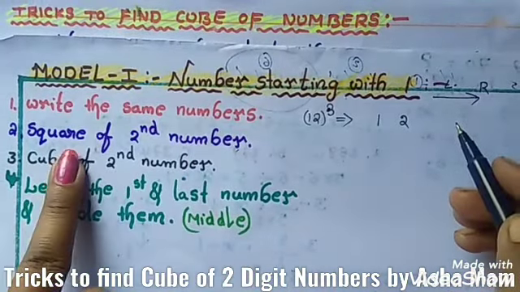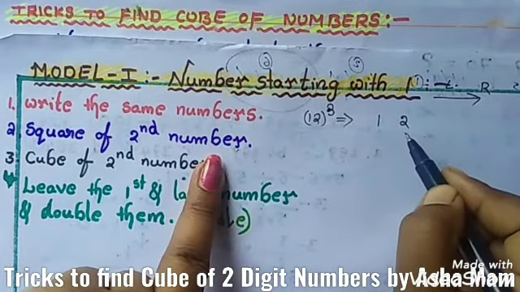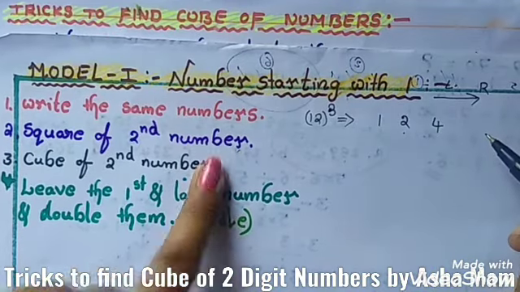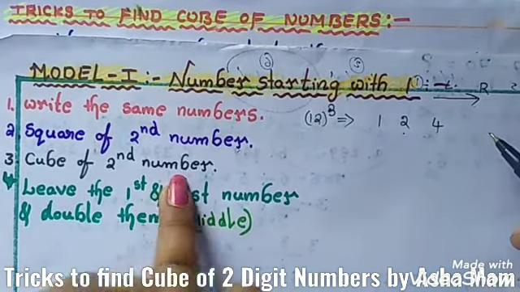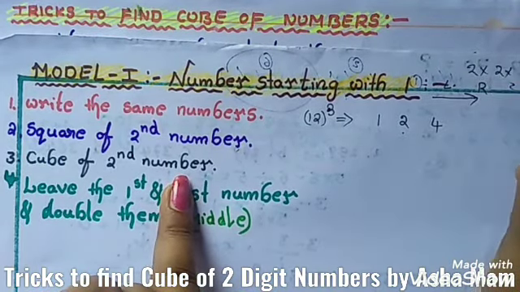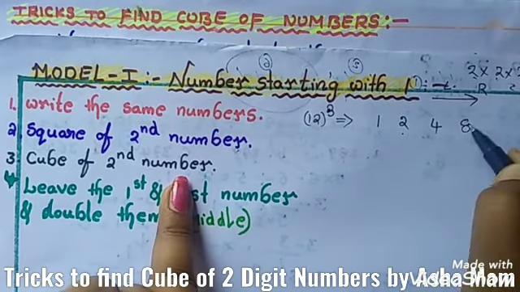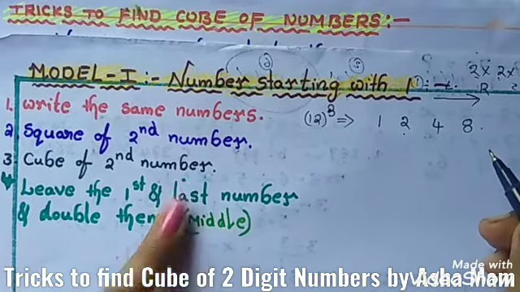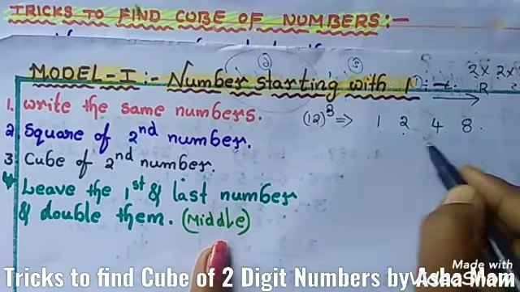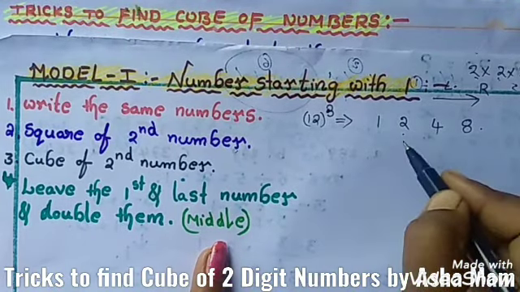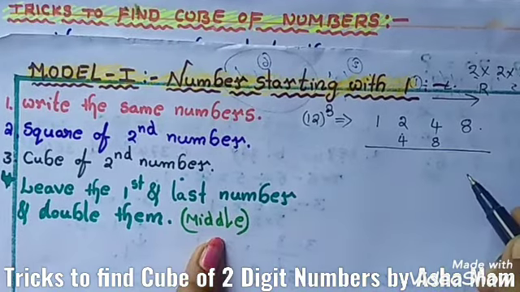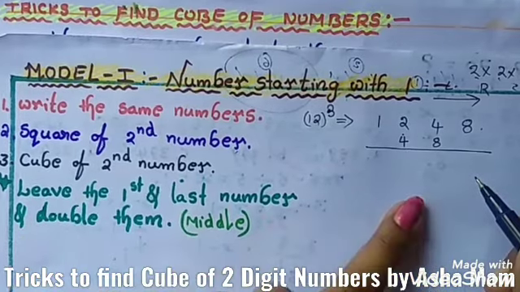In the second step, square of the second number. Here the second number is 2, then square of the second number, 2 square is 4, right? In the third step, cube of the second number. Cube means 2 into 2 into 2. 2 2s 4, 4 2s 8. So that 8 you should write here. Now leave the first and last numbers and double the middle. Here the middle numbers are 2 and 4. 2 double means 4, 4 double means 8. The trick is completed, so we applied all rules to this number.